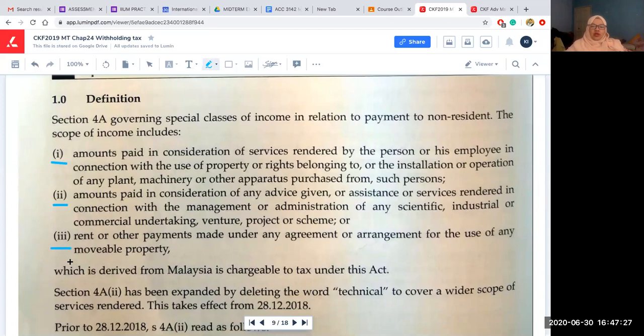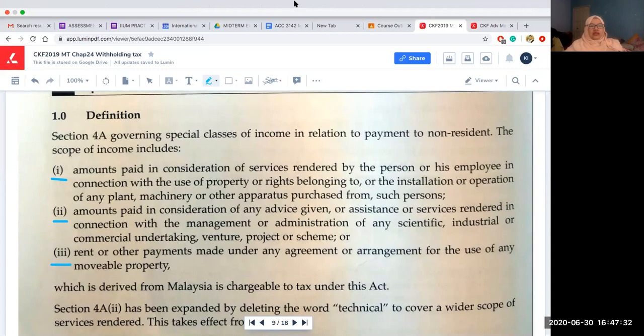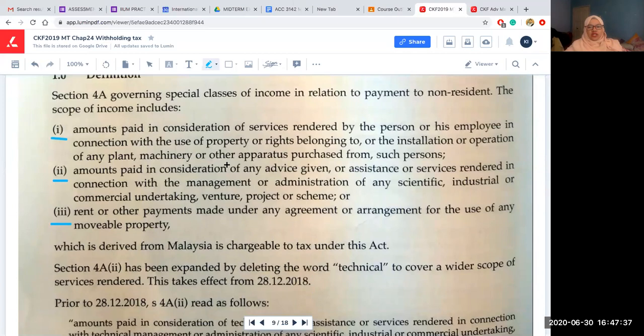What are the income received by the non-resident? Amount paid in consideration of services rendered by the person or his employees in connection with the use of property or rights belonging to or the installation or operation of any plant, machine or other apparatus purchased from such person. So let me say like example lah, right? You buy a machine from Korea. Okay? You buy a machine from Korea, but the machine costs you 100,000. But in order for you to operate the machine, you need to pay for another person from Korea, right?